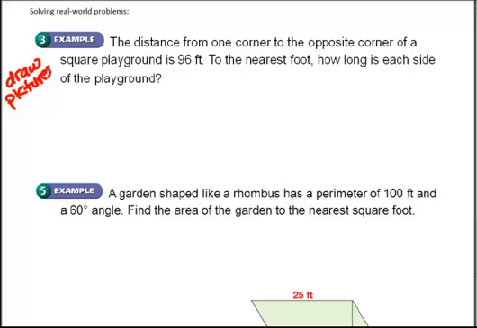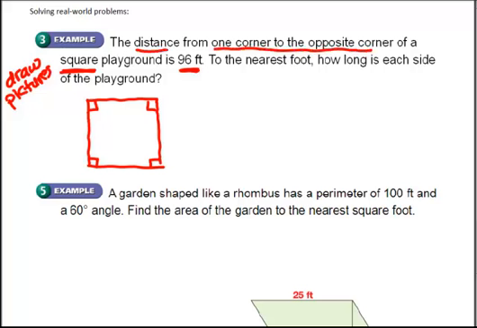Okay, we're going to read: the distance from one corner to the opposite corner of a square playground. Okay, I'm going to draw a square playground. Here's my square playground. And where does this 96 feet come from? Well, that's my distance from one corner to the opposite corner. So I'm going to draw from one corner to the opposite corner a diagonal, and this is 96 feet.